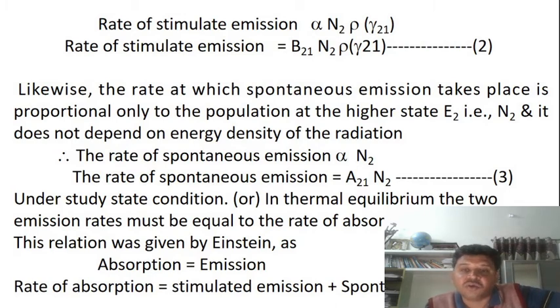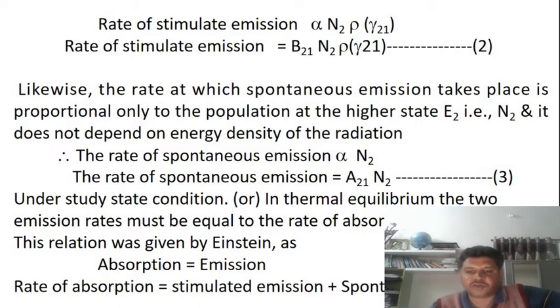We are going to count only the numbers. That is, the rate of spontaneous emission is equal to A21 N2. Here A21, B21 and B12 are all Einstein's coefficient constant values. The subscripts 2 and 1 denote the excited state and the ground state energy levels.